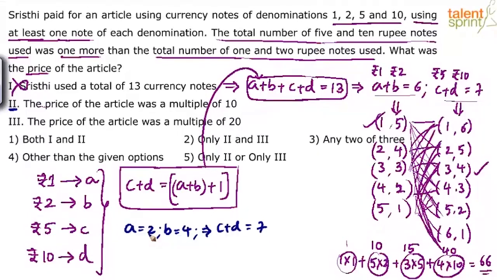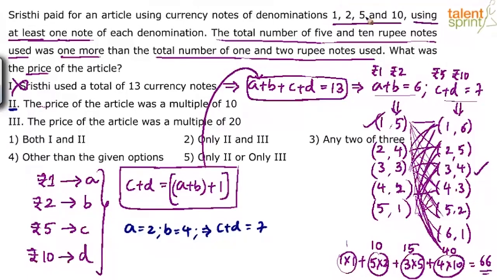Because 2 into 1 rupee is 2 rupees, 4 into 2 rupees is 8 rupees, and 2 rupees plus 8 rupees is 10 rupees. See, if you are using the denominations of 1 and 2 rupees, if you don't get a multiple of 10, then it will become difficult. You should either get a multiple of 10 or a multiple of 5. Because you understand, there is also a 5 rupee note available, right? So even if it is adding up to 5 rupees, this one 5 rupee note can be added here to make it 10 rupees. Any number of 10 rupee notes will give you a multiple of 10 only.